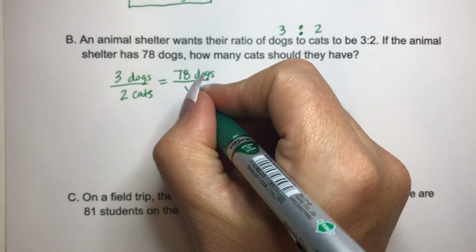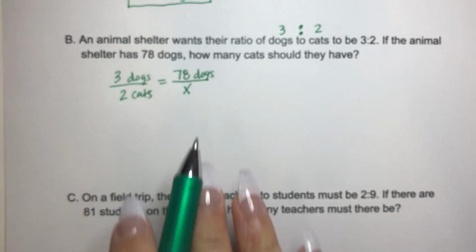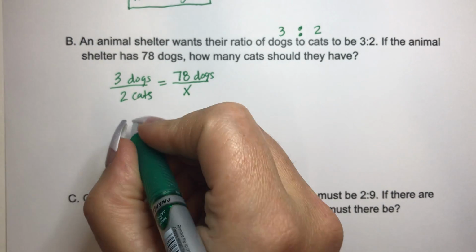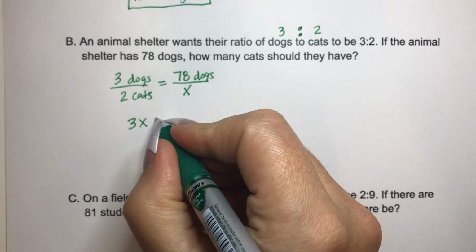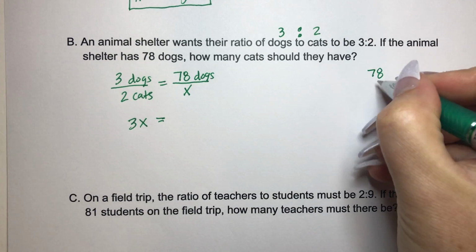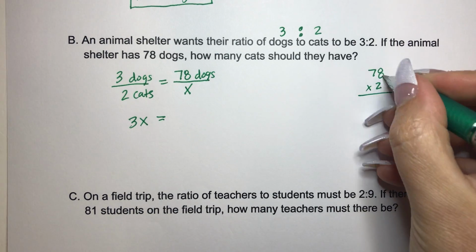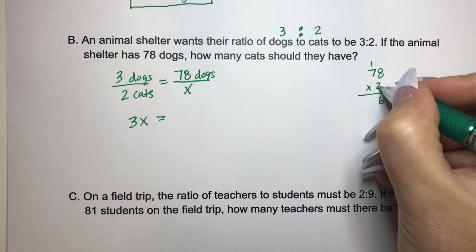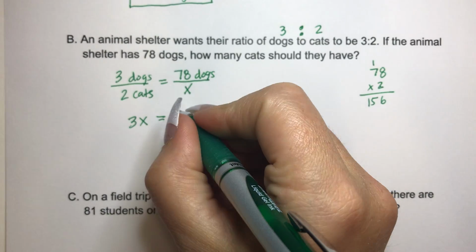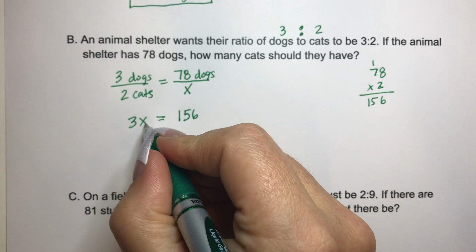We don't know that, so we're going to make that our X. Now we're just going to use that cross products property. 3 times X equals 78 times 2. I'm not exactly sure what that is. 2 times 8 is 16. Write the 6, carry the 1. 2 times 7 is 14, plus 1 is 15. So 156, and we're trying to figure out what X is.